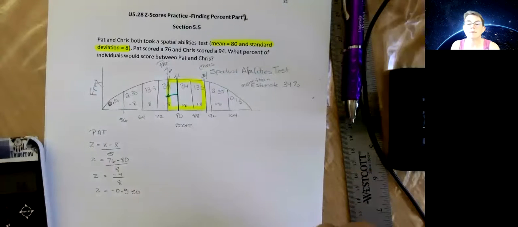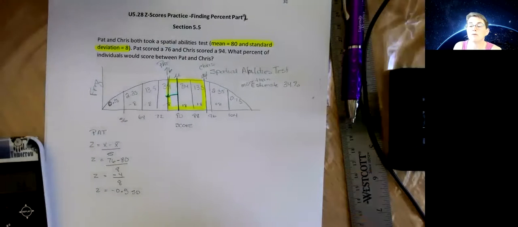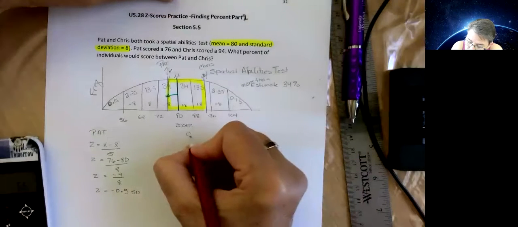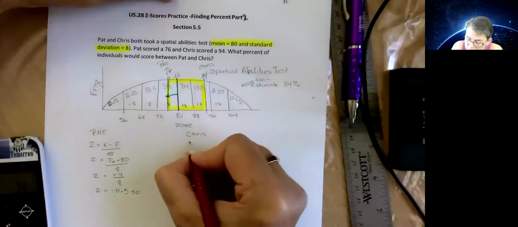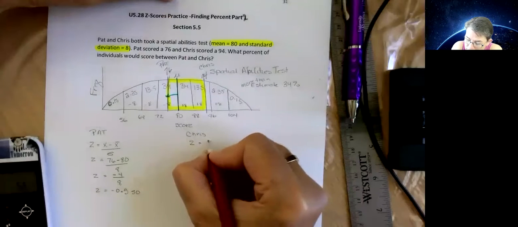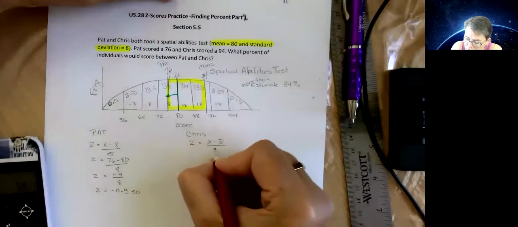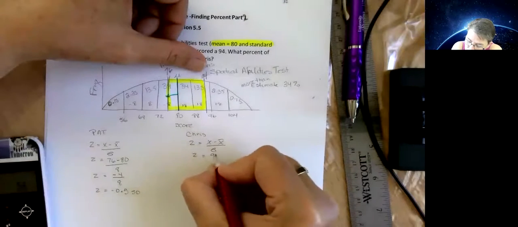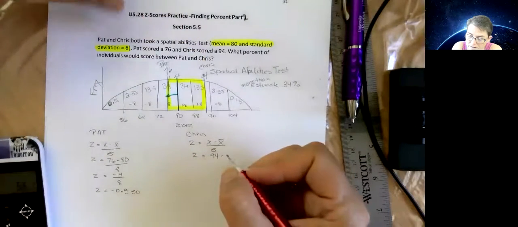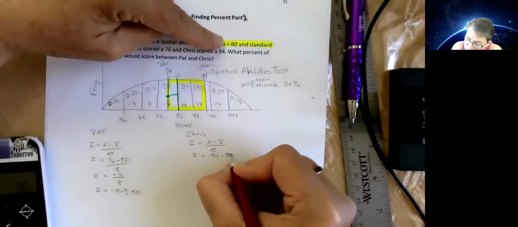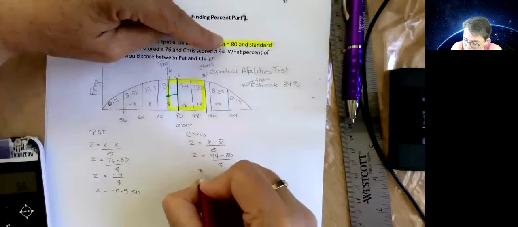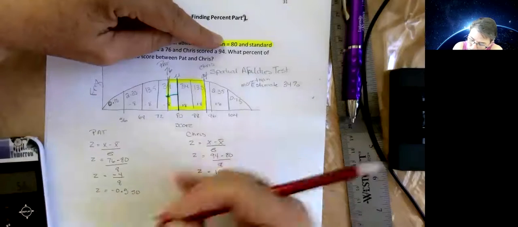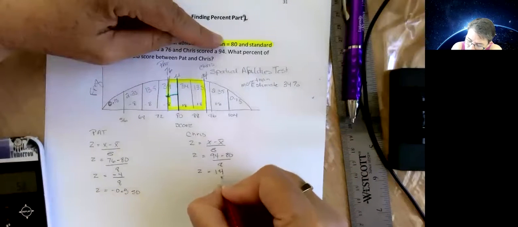All right, you know what? I'm going to calculate Chris's, and then we'll pull out the table and do the final. We'll find the actual areas. So Chris, Z is equal to x minus x bar over sigma. And Chris scored 94 minus mean of 80 over 8. That's going to give me, and then not 18, 14. 14 over 8.